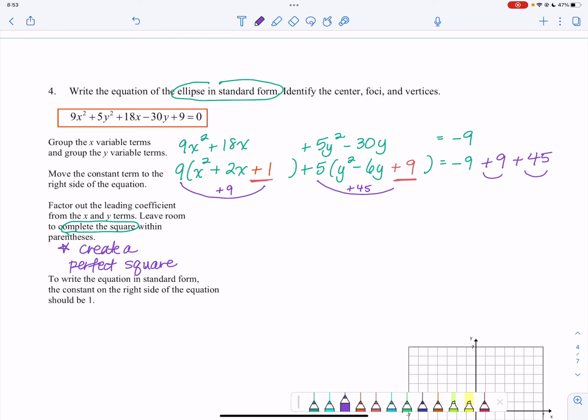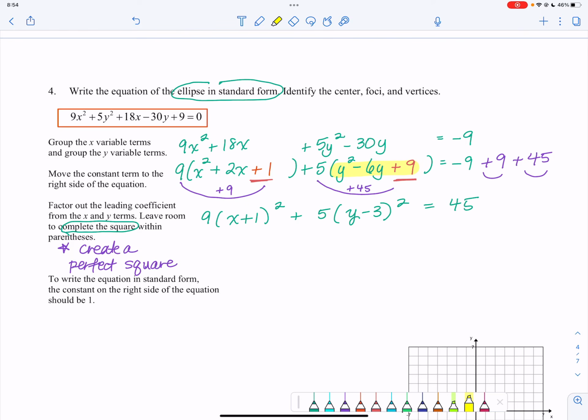Okay, let's see if we can clean this up. We now have created this perfect square. Let's write our perfect square. So we have 9 times x plus 1 all squared plus 5 times y minus 3 all squared is equal to 45. So again, this is a perfect square.